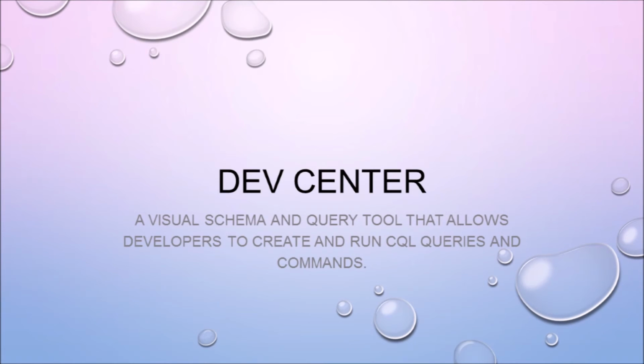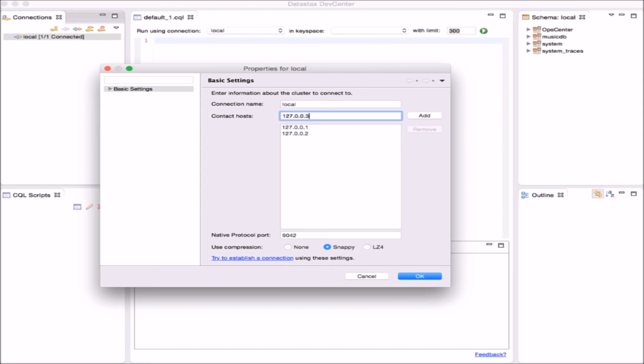And next comes DevCenter. DevCenter is nothing but Eclipse, with some nice plugins. So here I give a name, and I say connect to these particular hosts, because I have the 3 nodes running on 3 different IP addresses. So I want to actually say connect to these nodes. If you have 10 nodes, you can put all the 10 addresses over here.